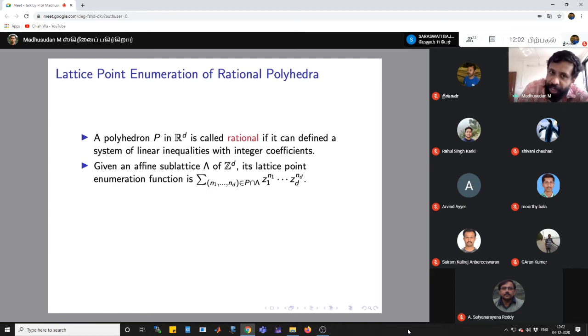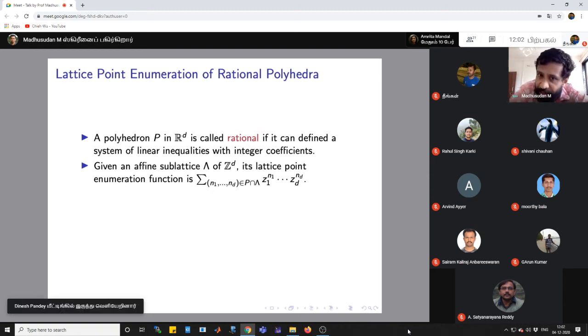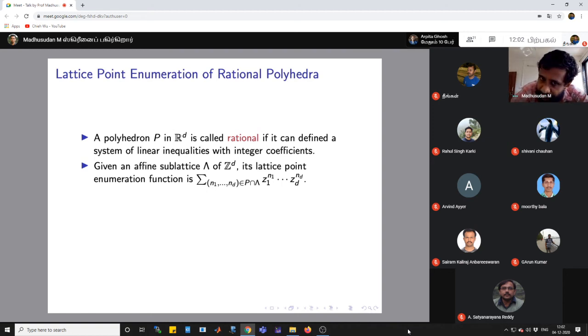And now, given a sublattice, or you can also just say a subgroup of Z^d, or even a coset of a subgroup of Z^d, which is called an affine sublattice, then you can form a generating function of the set of points in the intersection of P with this affine sublattice Lambda. How is that? So it's this one, right?